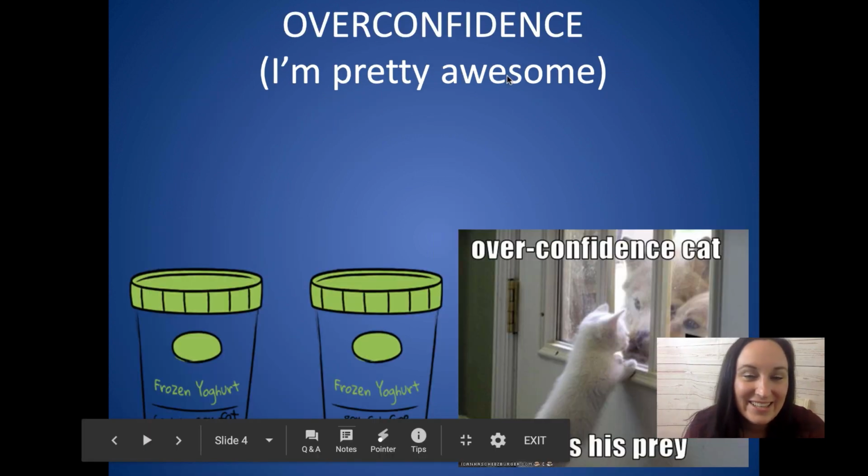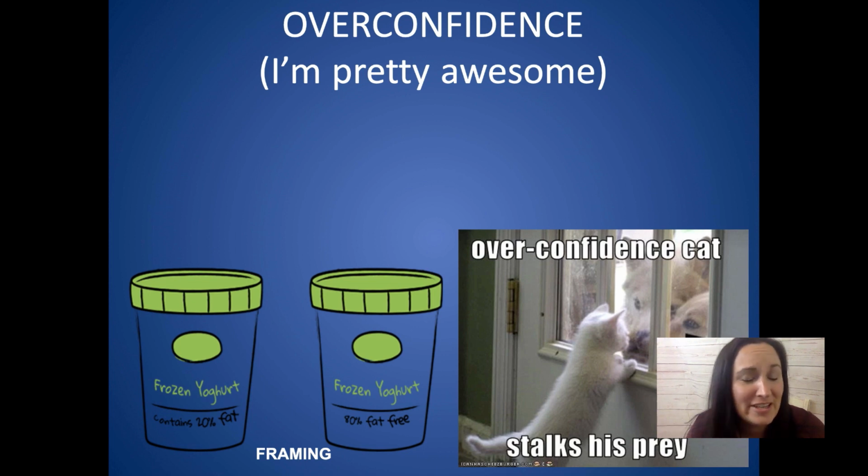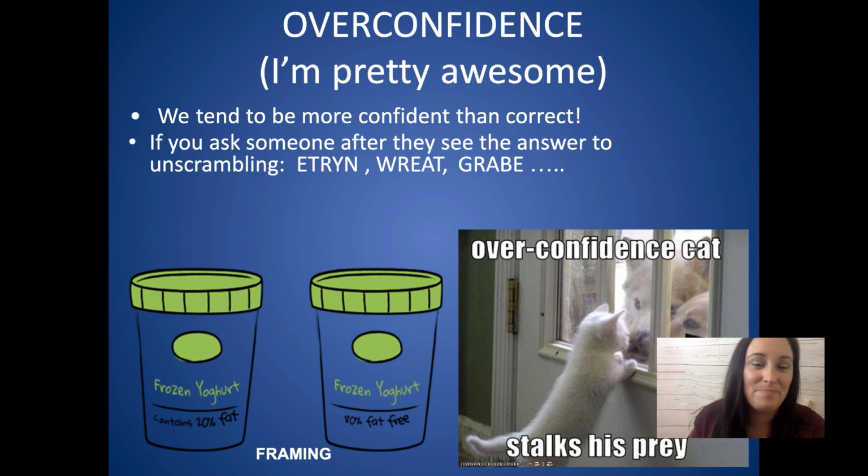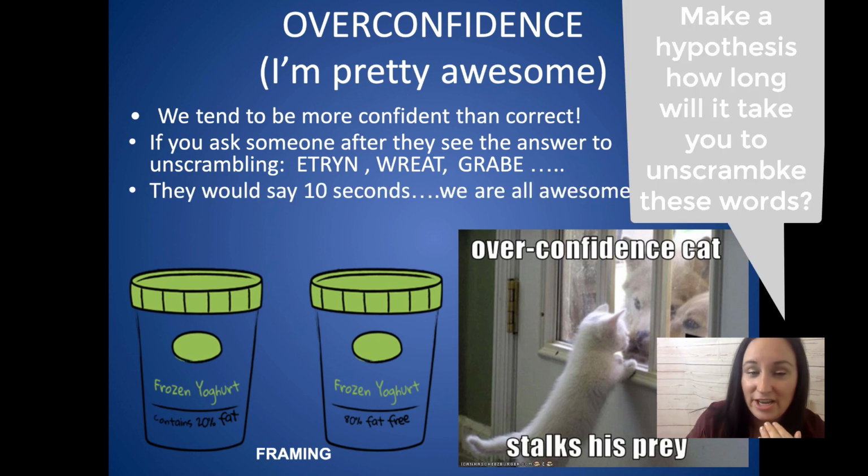We don't. All right, so overconfidence, or I'm pretty awesome. So we tend to be more confident than we are correct. So we think we're right more than we are. If you ask someone, for example, they did this study, and they asked if they would be able to unscramble these letters, how long would it take them? And the average answer was 10 seconds. So I would like you to pause it right now and see how long it takes you. So pause it. Time yourself. How long does it take you to unscramble these 3 words right there? Press pause or you're going to hear the answer.